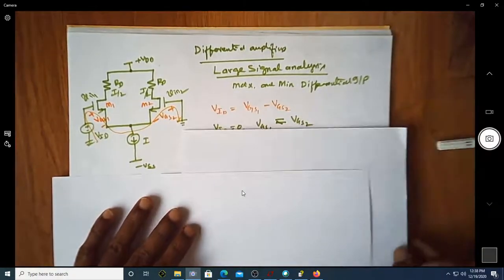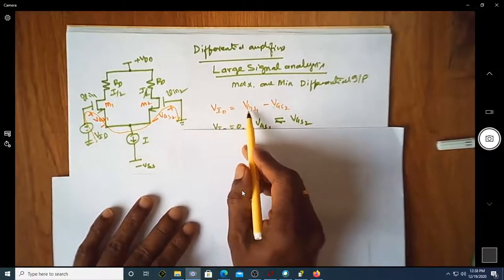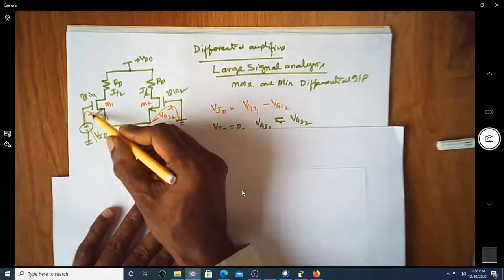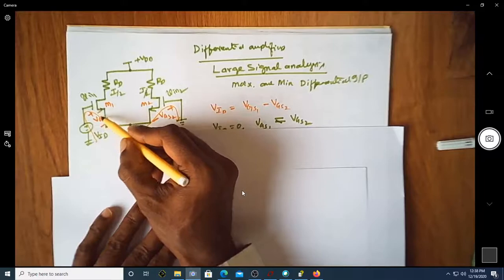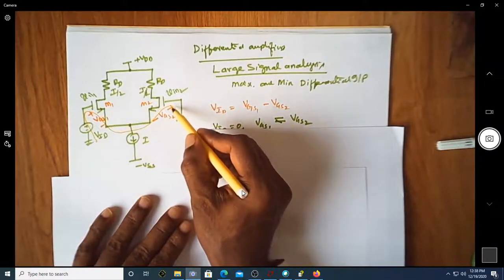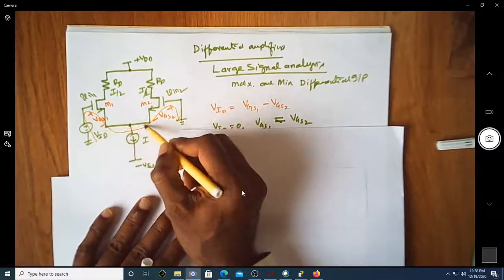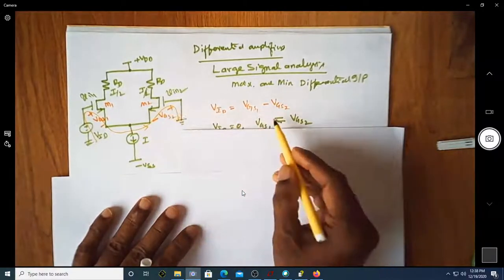So I can write VID as equal to VGS1 minus VGS2, because you can see the polarity is plus minus for this VGS1, and this is again plus minus for VGS2. Since you are moving in this direction, this becomes minus VGS2.